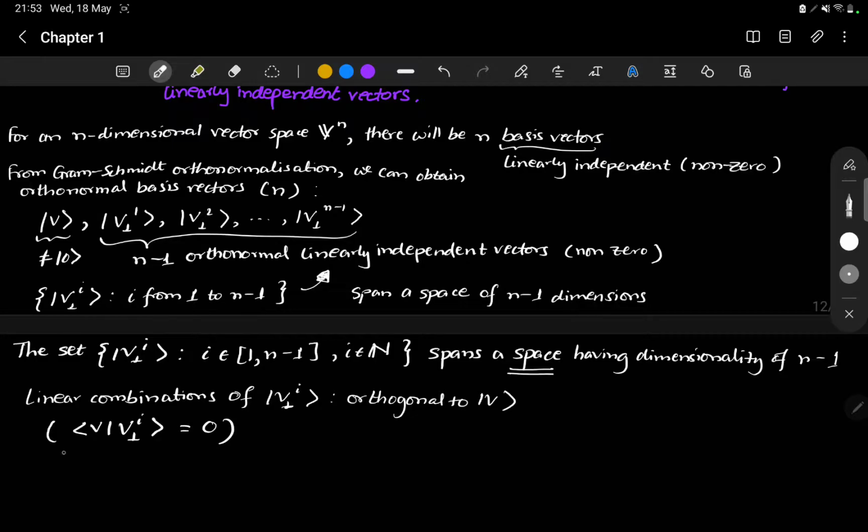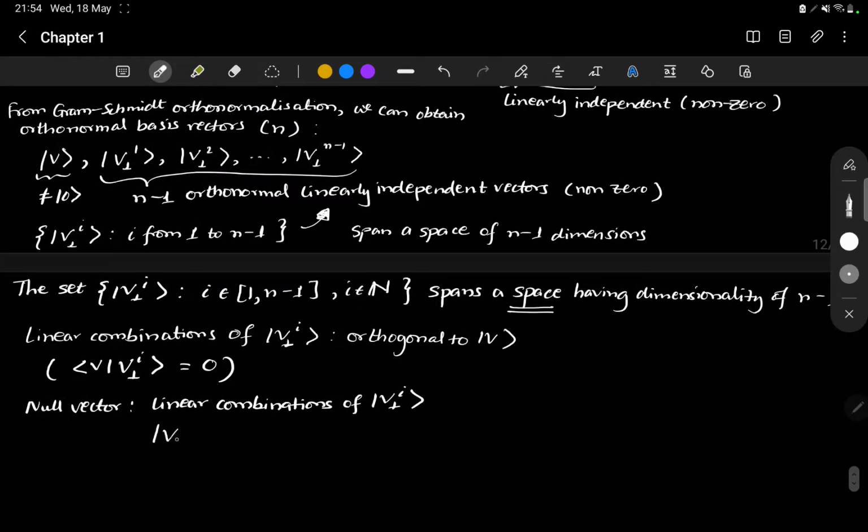Also, for a linear vector space, we need the null vector. So, where and how will we find the null vector? We see that since V was not equal to 0 and none of these V perpendicular i's were equal to 0, but if we form linear combinations, the null vector will be obtained by linear combinations. And how is that? We will see, say for example, V perpendicular i minus V perpendicular i will be the null vector.